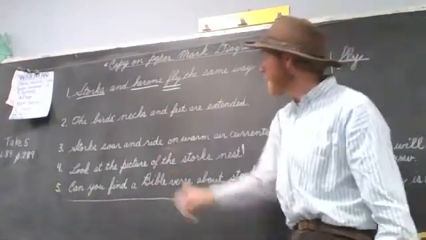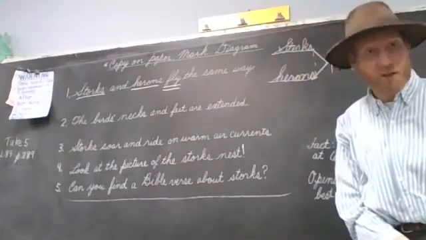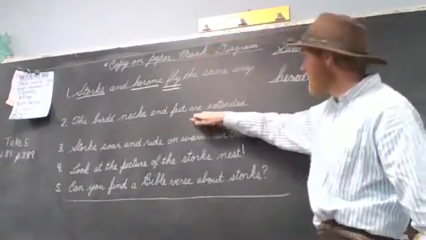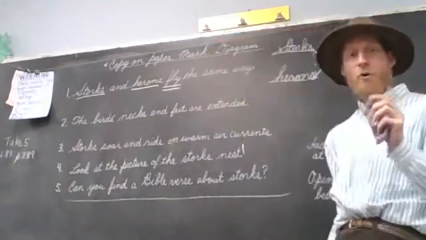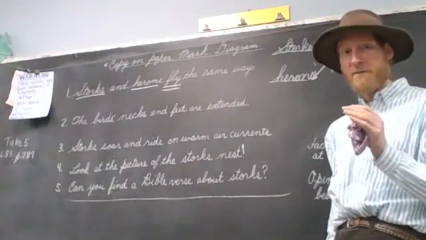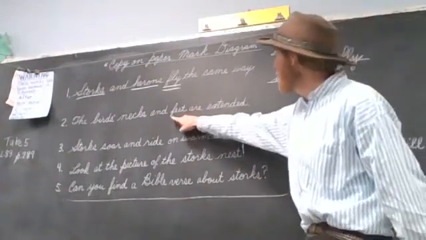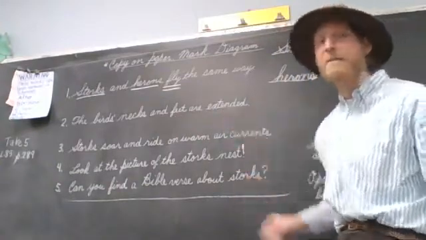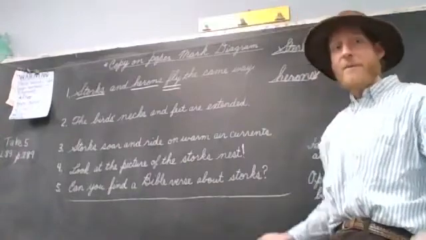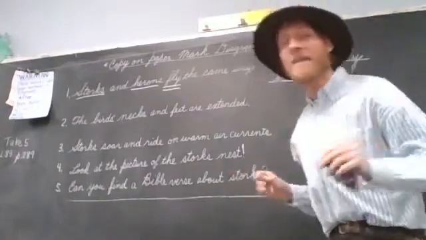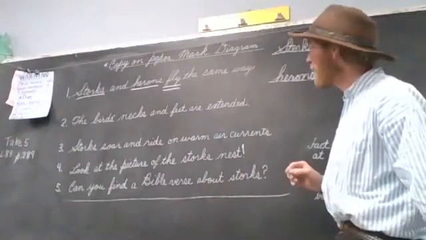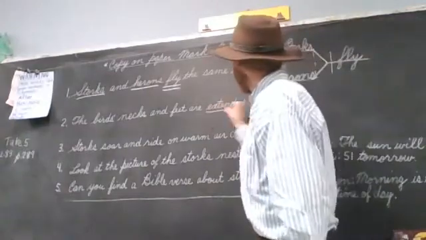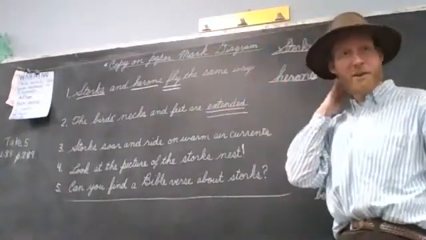The next one says, the birds' necks and feet are extended. What's an action word or a verb or something on our list? Always find the verb first. Extended. Is that something you could do? Extend means to stretch out. Yes, so imagine those storks extending their necks out as they fly. So let's underline it twice. Extended. Now think, is there another word helping it?